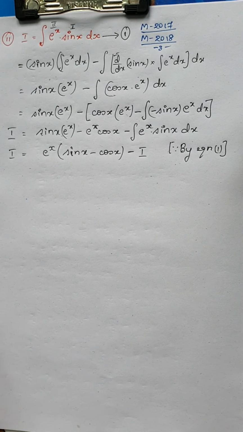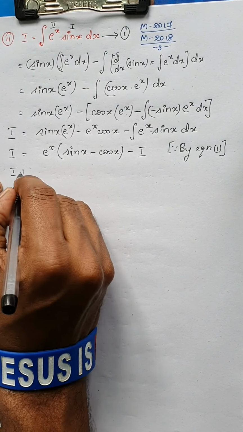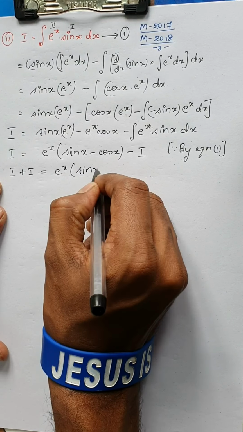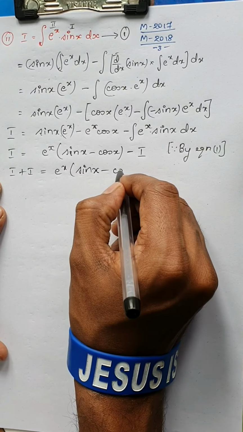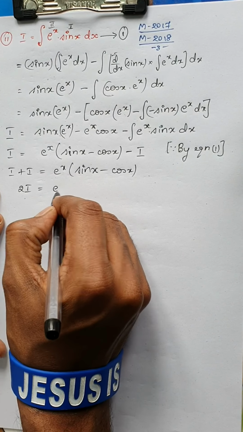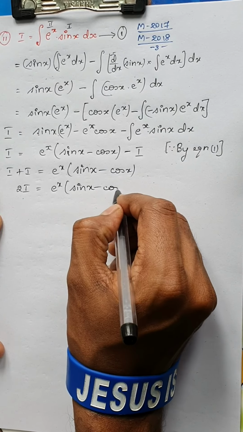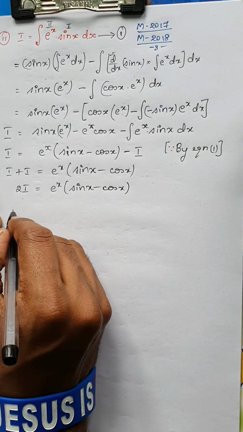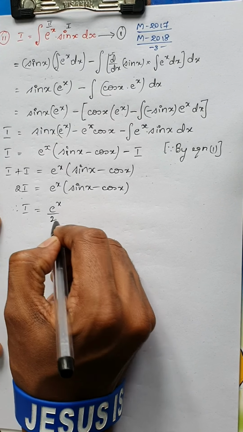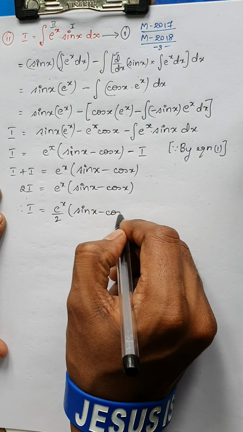Okay, by using equation 1, I'm going to write it as I. So bring it to the left hand side. I'll get I plus I is equal to e power of x into sin x minus cos x. Okay, we know I plus I is 2I. That is nothing but e power of x into sin x minus cos x, right? Therefore, I will be e power of x divided by 2 into sin x minus cos x.